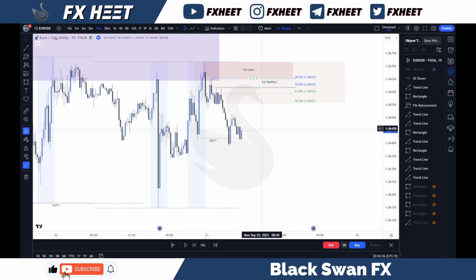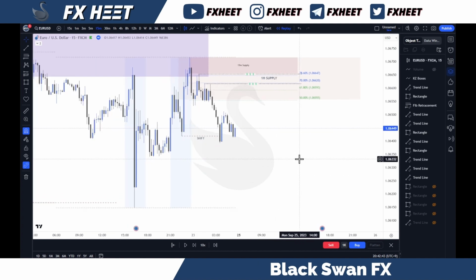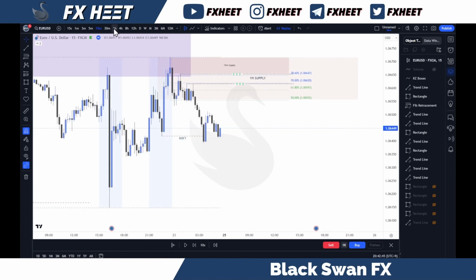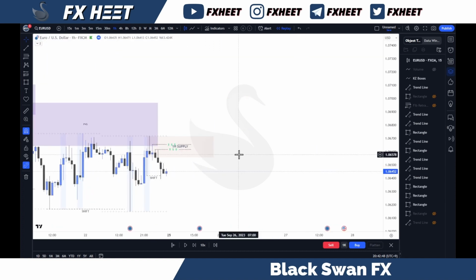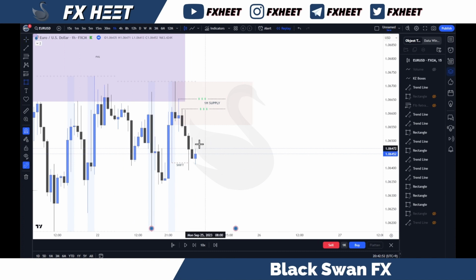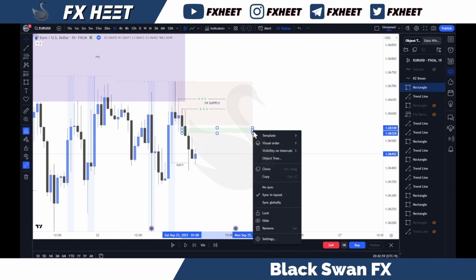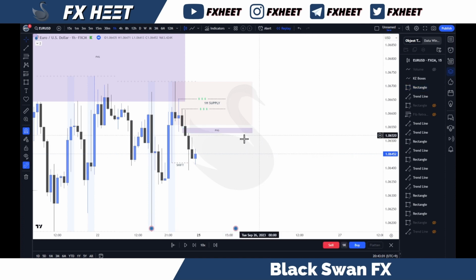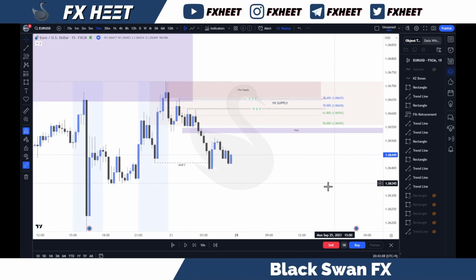Anyways, let's run it through. Let's see what happens. I'm curious to see how this plays out. Just want to look on the hourly really quick before we start. We missed something. There's a fair value gap right there. So this is also a possible area of interest when the price plays out.